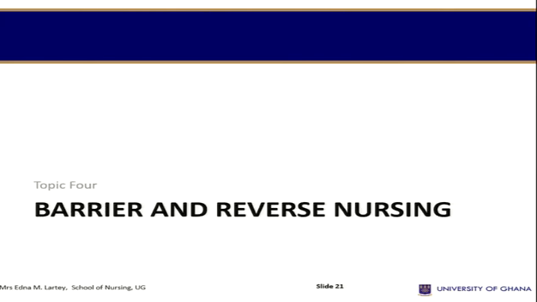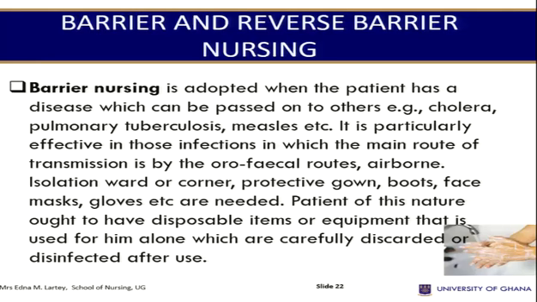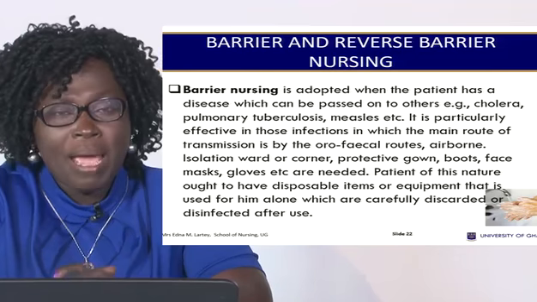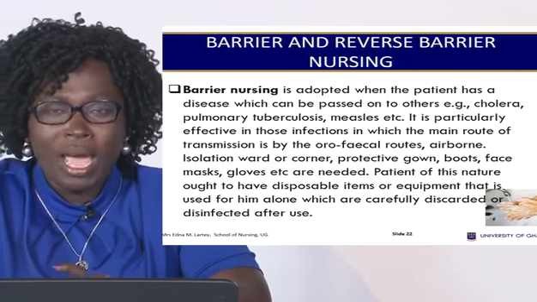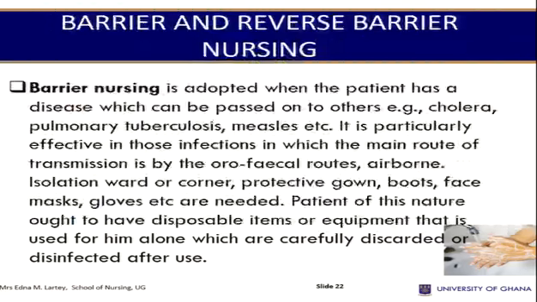For our topic 4, barrier and reverse nursing. What is barrier nursing? Barrier nursing is adopted when the patient has a disease which can be passed on to others, for example, cholera, pulmonary tuberculosis, measles, etc. It is particularly effective in those infections in which the main route of transmission is by the orophyngeal route and airborne. Isolation ward or corner, protective gown, boots, face masks, gloves, etc.